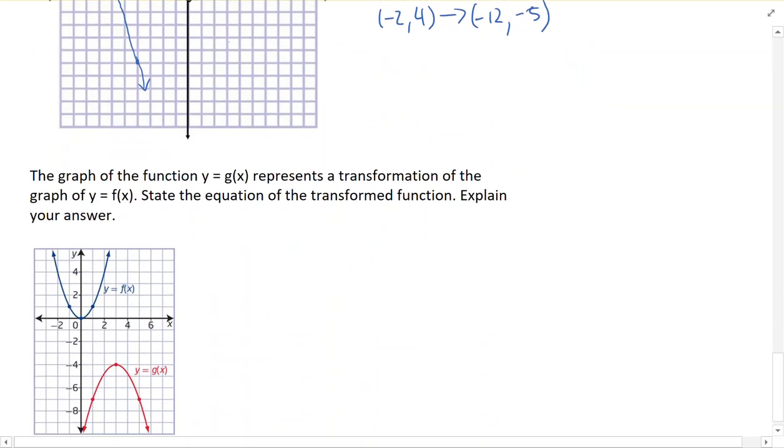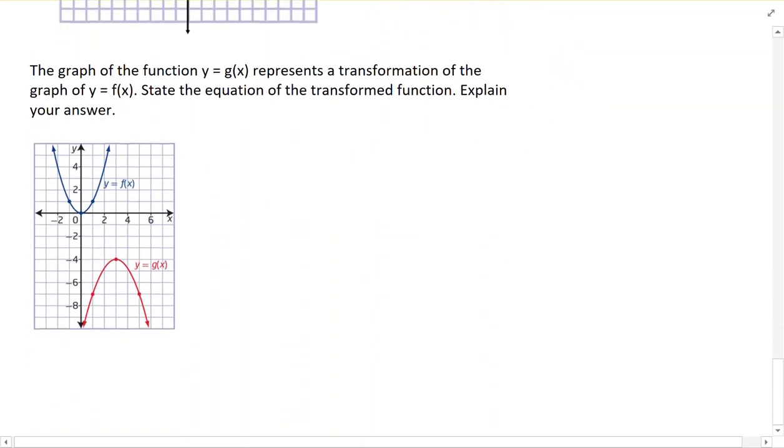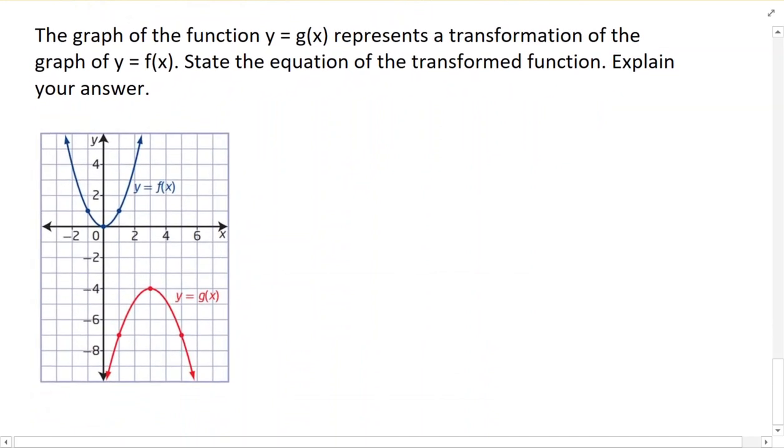All right. Last one of the day here. This one's kind of small, so let's zoom in. The graph of the function y equals g(x) represents a transformation of the graph y equals f(x). Yes, it's another parabola if you haven't noticed. State the equation of the transformed function. Explain your answer. So far, we've always been given the equation and we just draw it. Now we're given a transformed graph and we need to come up with the equation.